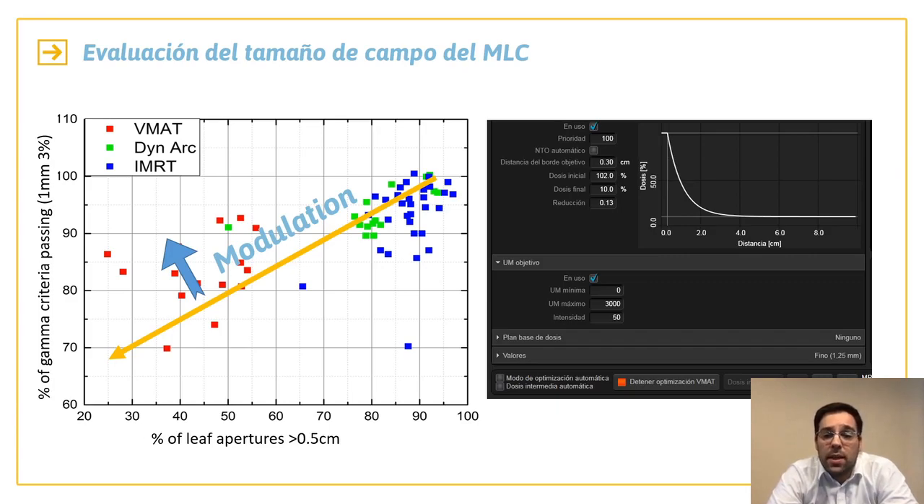In order to obtain deliverable treatments, we have to relax these NTO parameters, and the patient we see as the example was a proof of that. We can obtain very good quality indices with deliverable treatments.